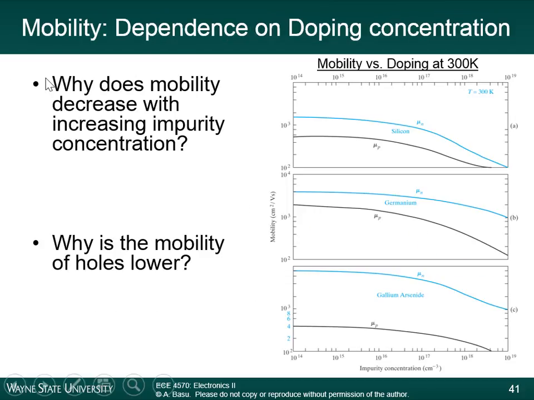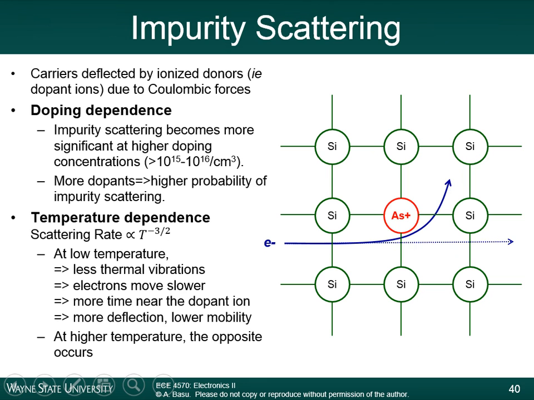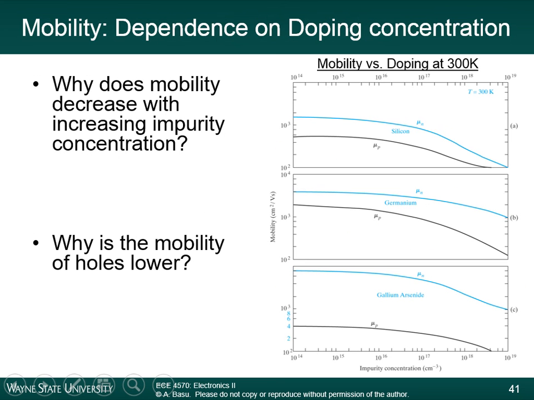The dependence on doping concentration is due to impurity scattering. Remember I was saying that with the impurity scattering, the doping dependence, once you get above 10 to the 15th, 10 to the 16th, then this starts to become significant. If you look at germanium, silicon, gallium arsenide, all these three materials, you notice that once you get to a doping density of 10 to the 15th, 10 to the 16th, then the mobility starts going down. These charts are showing mobility versus doping at 300 Kelvin.